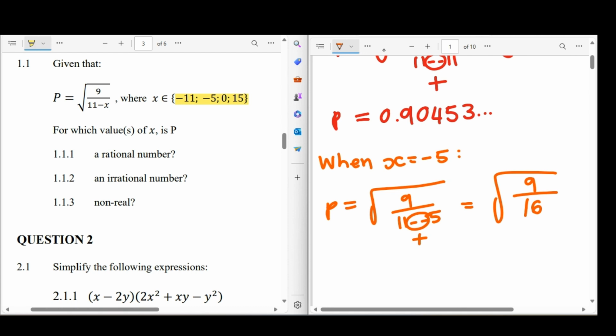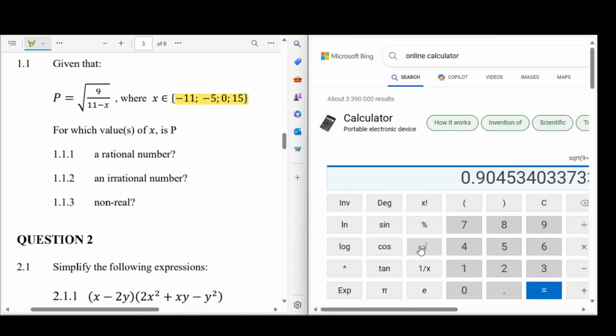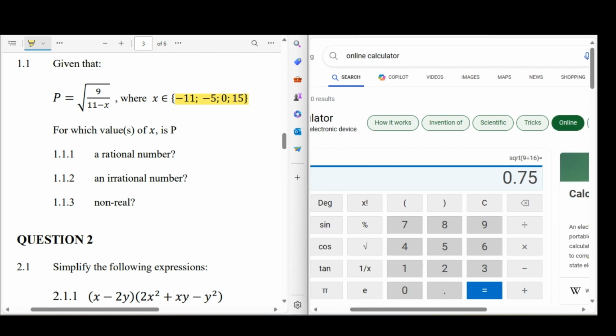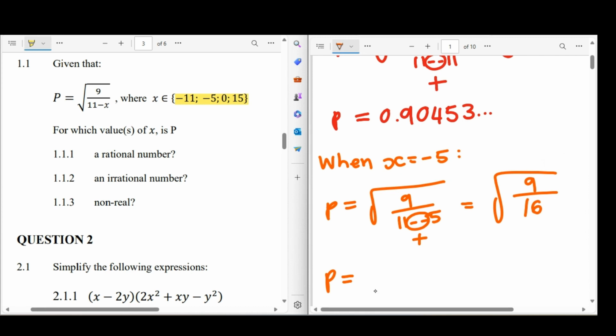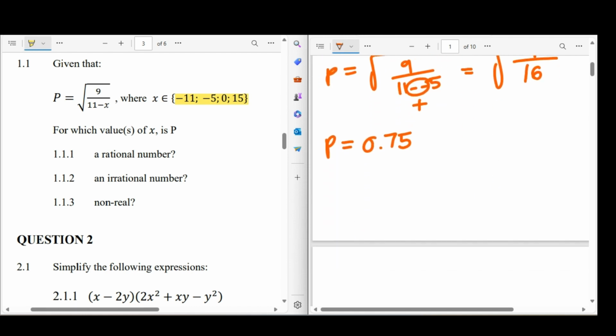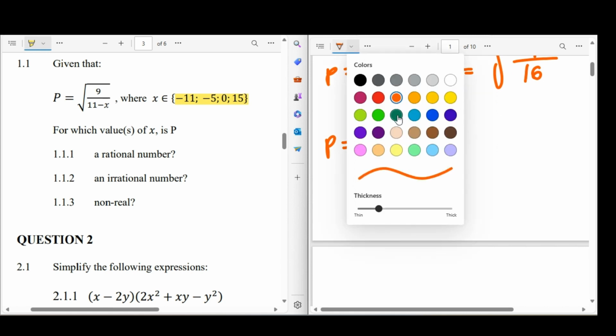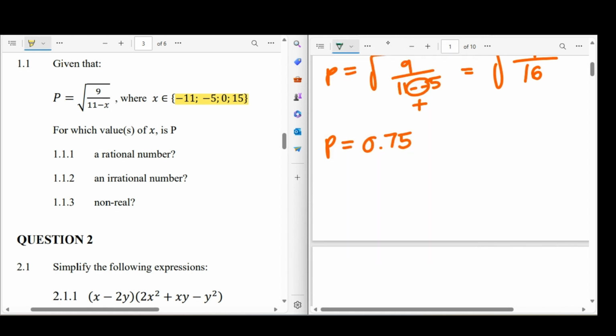Let's work out what this one is. So the square root of 9 over 16, and we get 0.75. So that one is nice and short. Usually when it's like that, it's a nice quickly terminating decimal. That's probably going to be our rational number, but let's go through them all and then we can make that decision. Okay, let's work out then when x is 0.